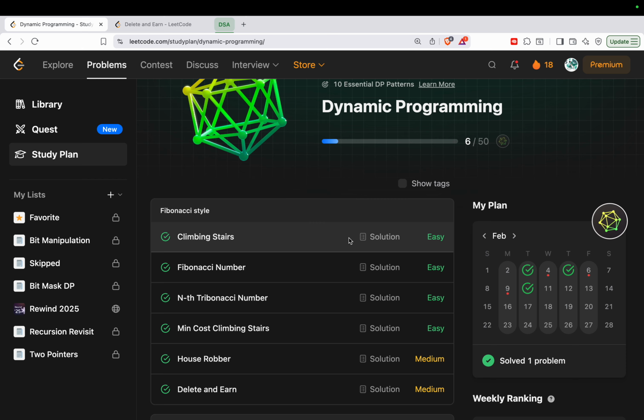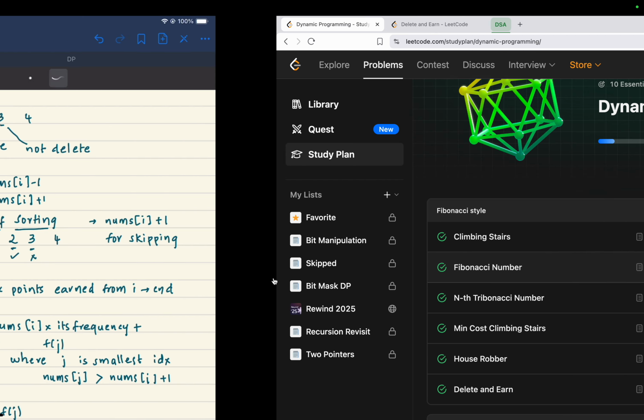My name is Raviteja. Let's solve the sixth problem of the dynamic programming study plan.